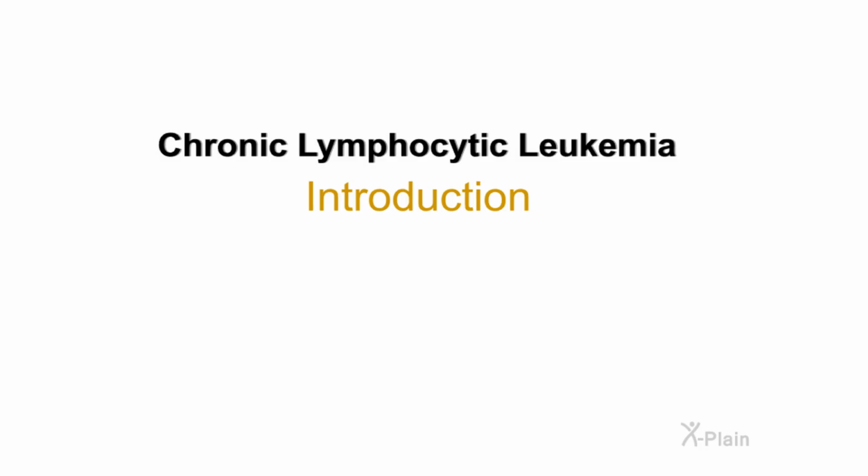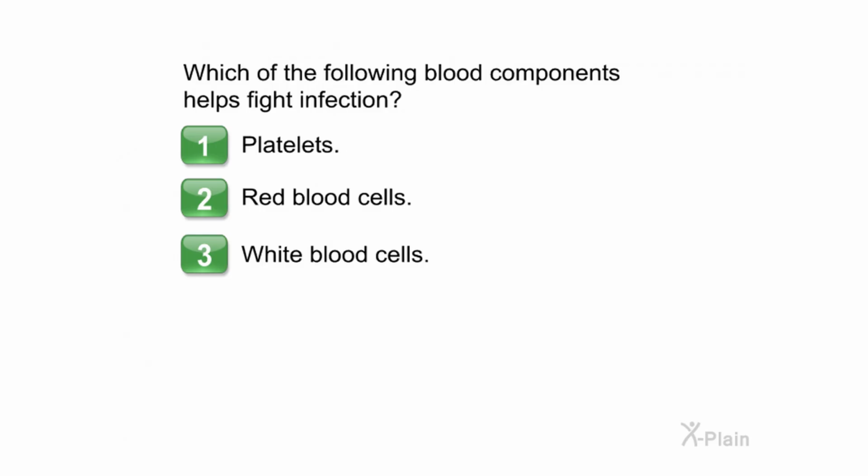Chronic Lymphocytic Leukemia. Introduction. Which of the following blood components helps fight infection? Choose one of the following. 1. Platelets. 2. Red blood cells. 3. White blood cells.